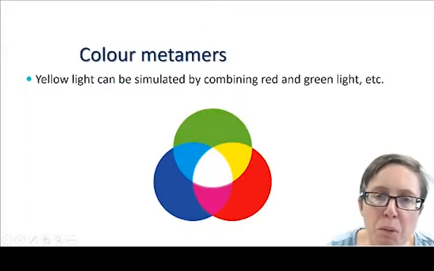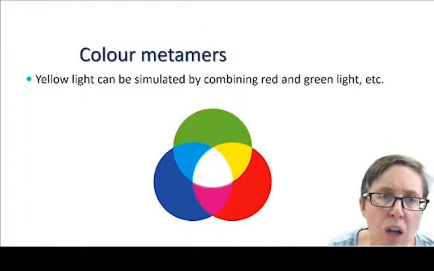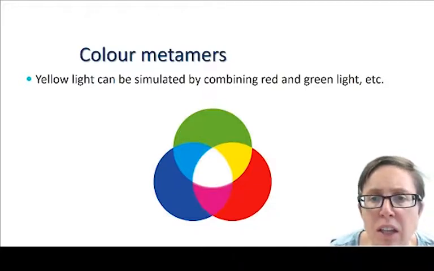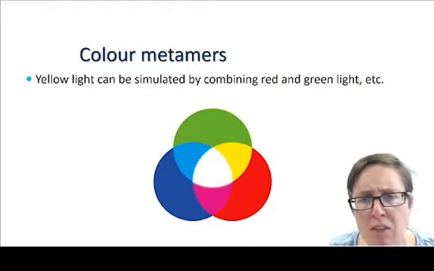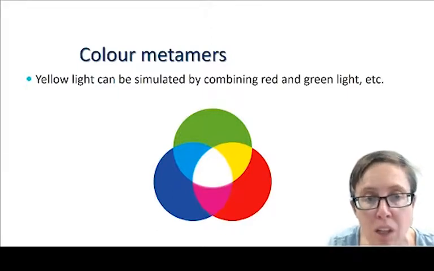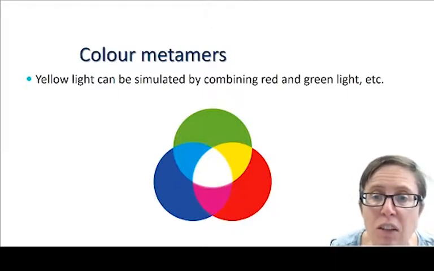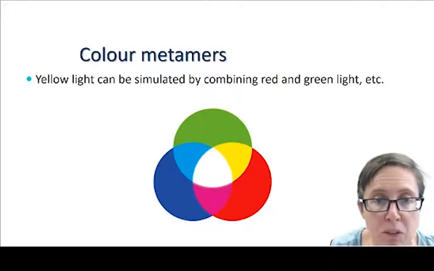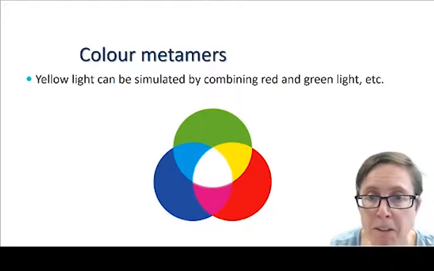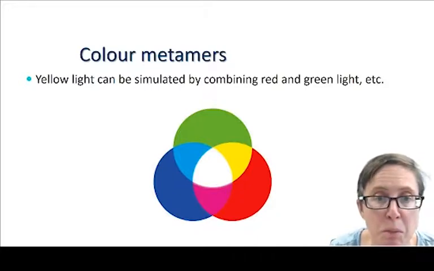Now, I don't know about you, but when I was introduced to this idea at school, I certainly took away the idea that this was a property of light. This was telling me something about how light is. And I believe that is what scientists used to think, but it's not the case. It's actually telling us something about our visual system, not a property of physics at all. It's a property of human biology.